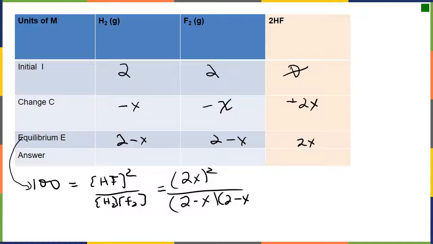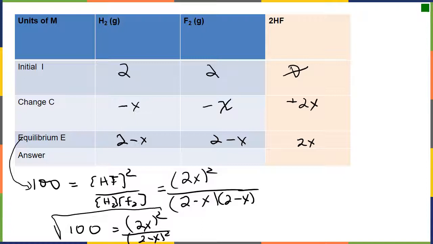We look at this, we can simplify this because we have 100 is equal to the quantity 2x over 2 minus x, the quantity squared. If we square root this whole mess, we are going to get 10 is equal to 2x over 2 minus x. And when we finish our rearrangement and solving for our answer, we are going to get our x is equal to 1.67.